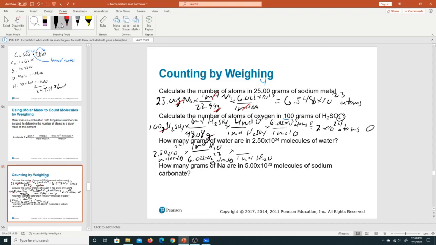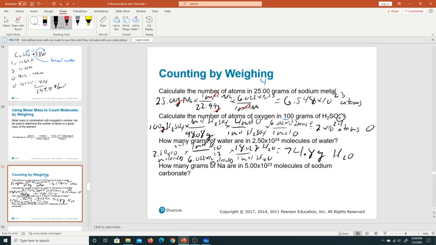Each oxygen is 16. Hydrogen will be 1.01 times 2. So overall it's 18.02 grams of water. So 2.5 times 10 to the 24, divide that by 6.022 times 10 to the 23, times 18.02. Now, how many sig figs do we need? 2.50 has 3 sig figs. So I end up getting 74.809. So 74.8 is the final answer. 74.8 grams of H2O. That's that one.